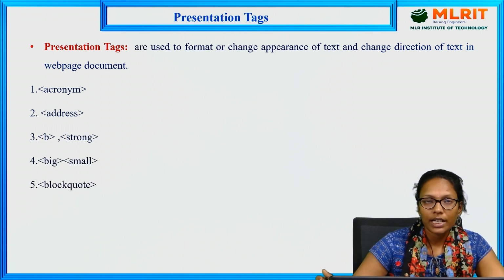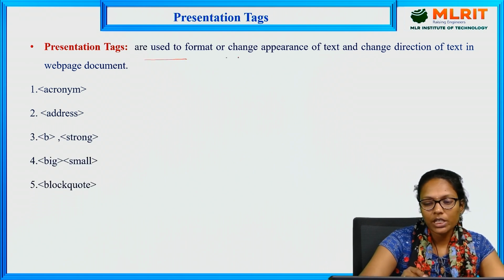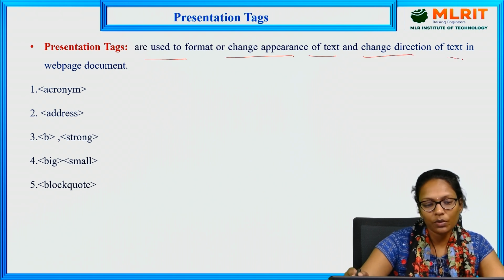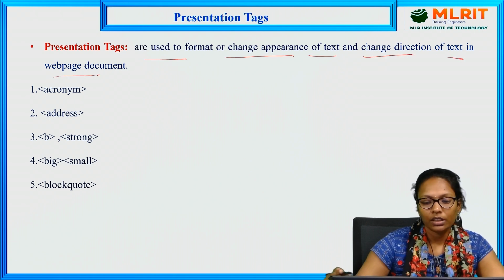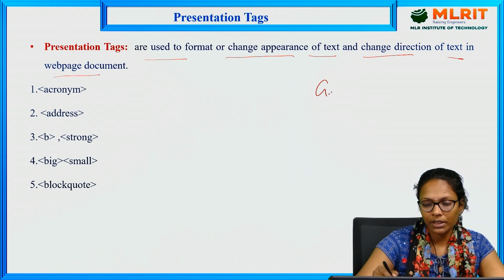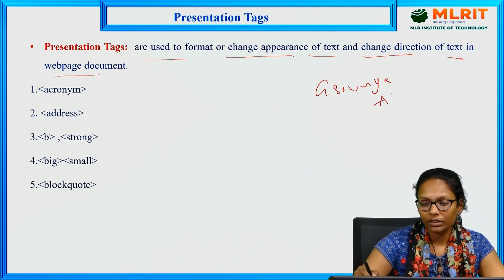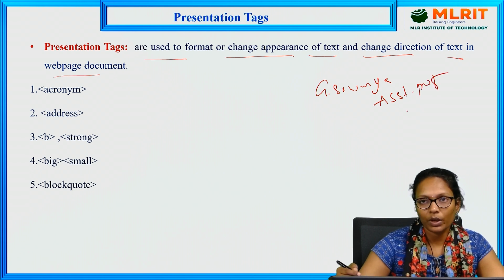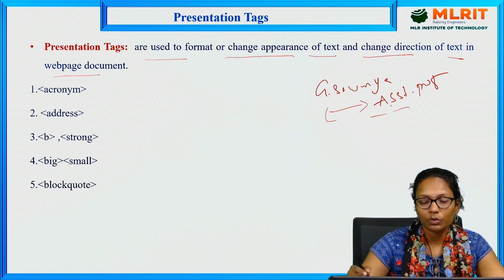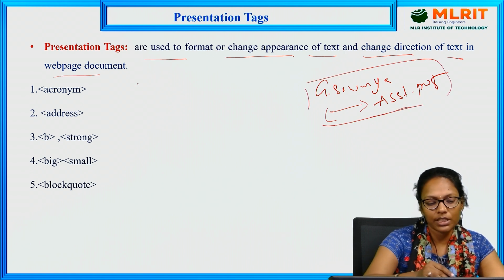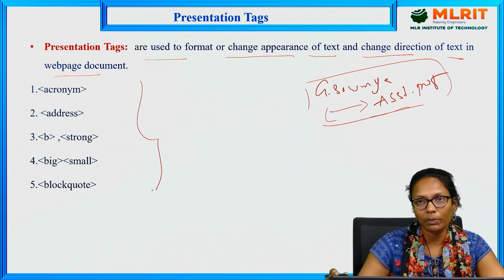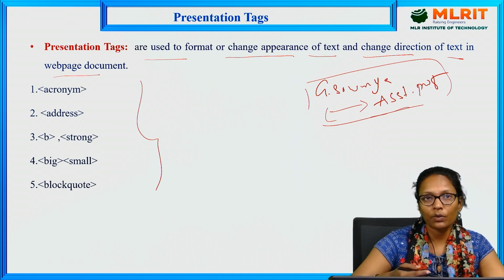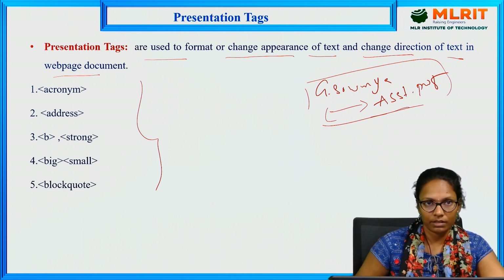Presentation tags are nothing but tags used to format or change the appearance of text and change the direction of the text in the web page document. For example, I'm giving my name here, G Sowmya, and I want to give my designation. If I want to write like that, some spacing should be there, right? So some acronym, something like that. In that case, we can use some presentation tags. Based on the requirement of our usage, we can choose any of these presentation tags.